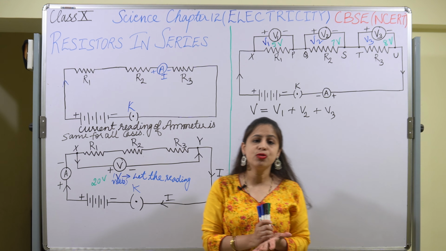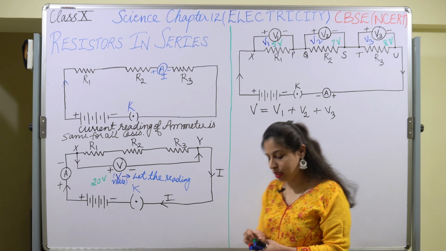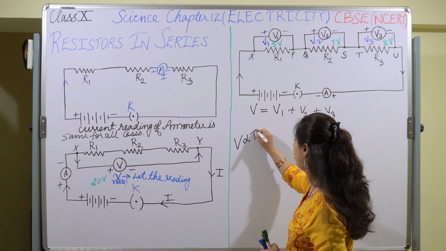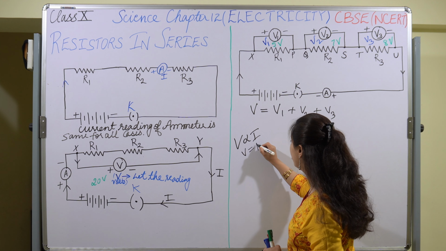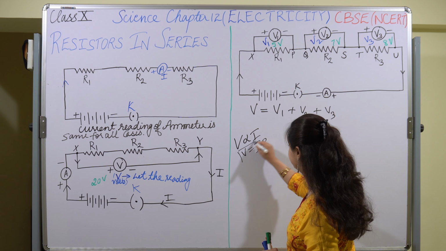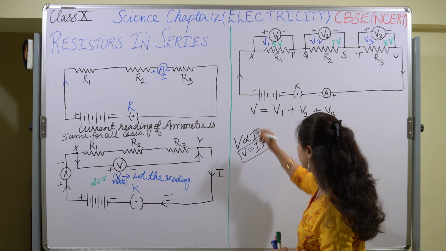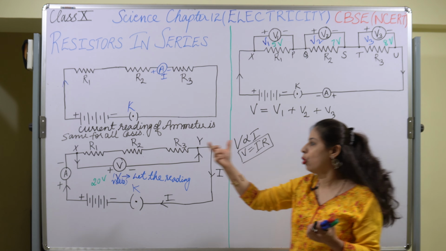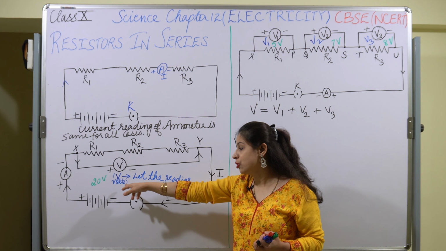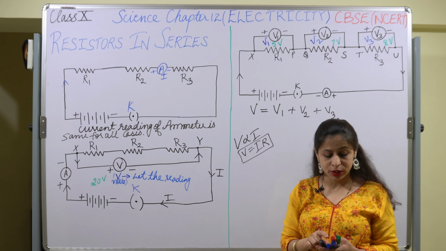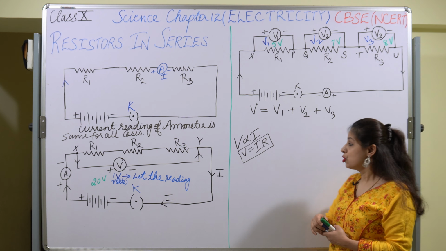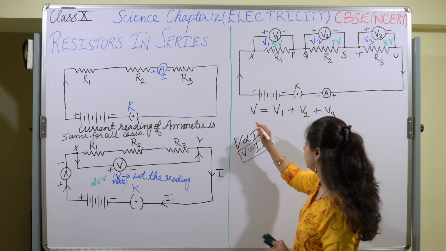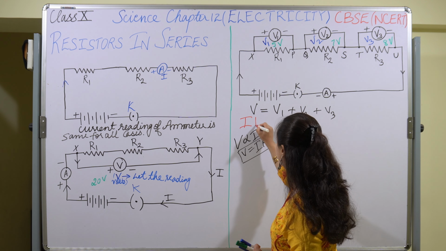Now, according to Ohm's law, we can easily say V is equal to IR, because V is directly proportional to I. So for the whole circuit, when we are taking all the resistors combined, we are having the voltage reading as V. So in the place of V, we can just put down IR.